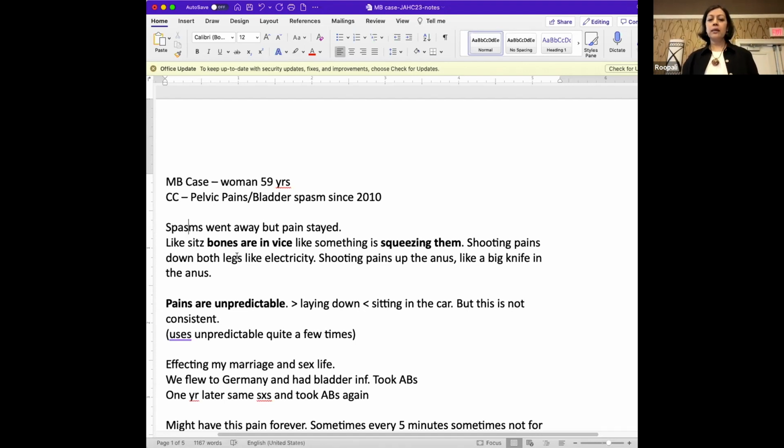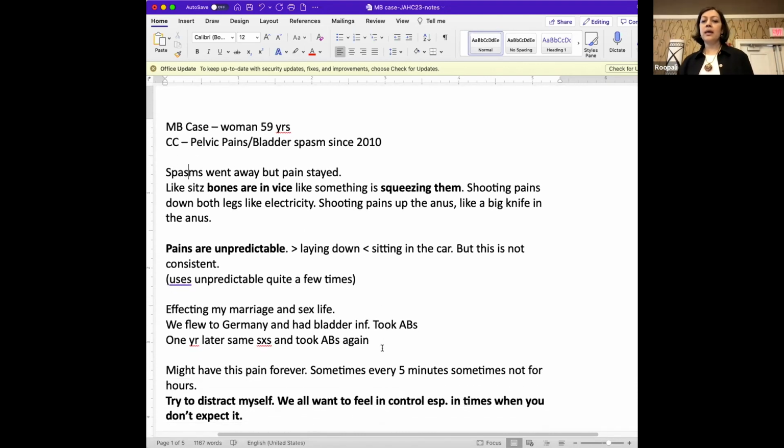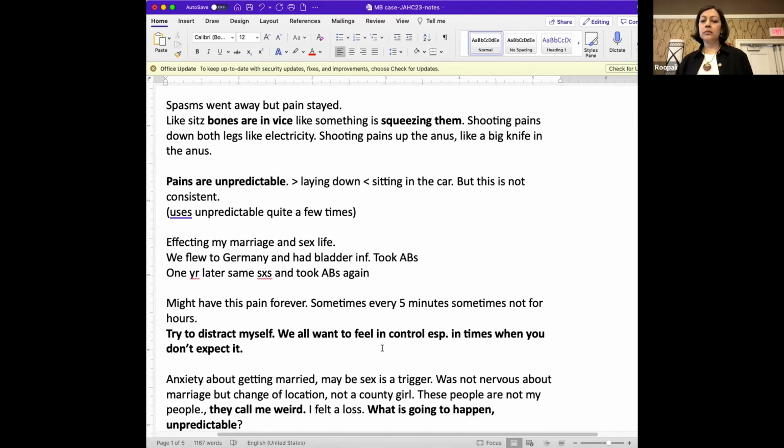So these are her verbatims that have been summarized. And what I've done is, as I read through the case, I have just highlighted things that seemed interesting to me.